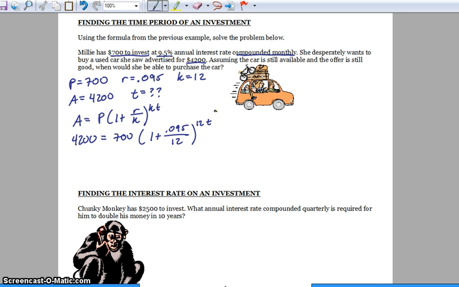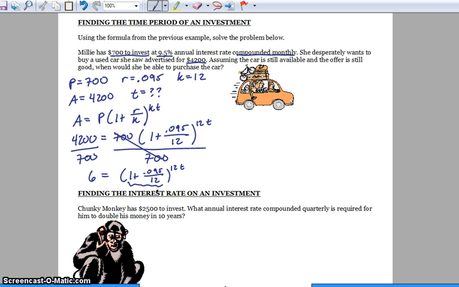And T is what we're looking for. So first we're going to divide by 700 because we want to get that exponent by itself before we do anything else. So divide by 700, and you get 6 equals (1 plus 0.095 over 12) to the 12T. Now this is some yucky number.